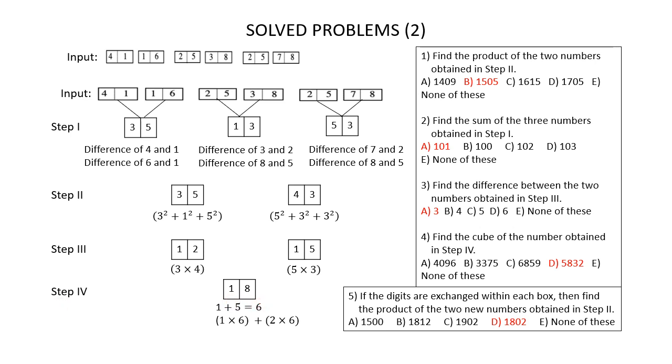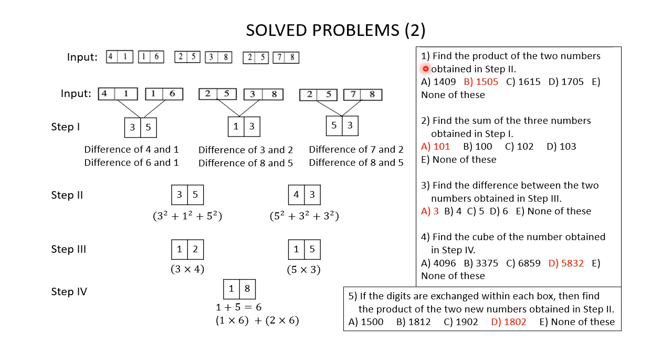Now step 4 is the last step of this sequence. This means step 4 is the final output for this particular input. Now that we know the final output and also the steps 1, 2, 3 and 4 from the input to the final output, let's answer the given questions.